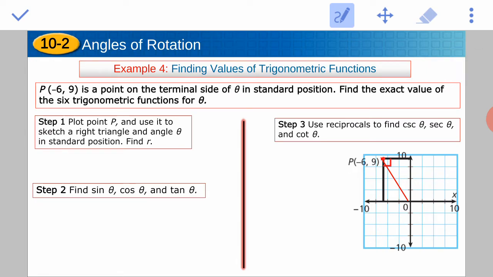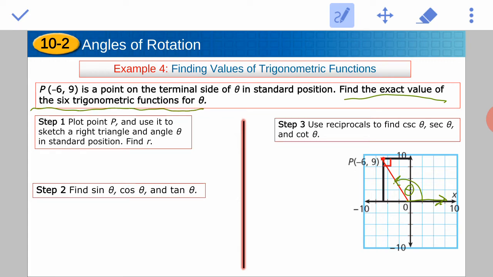Example number 4, guys. Take the point P, -6 and 9. This is a point on the terminal side of angle theta. So guys, this is the initial side and the red one is the terminal side, and this is the angle theta. The direction is counterclockwise, and we have a point on the terminal side. Our mission is to find the exact value of the 6 trigonometric functions of theta.